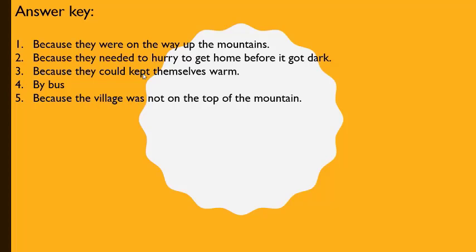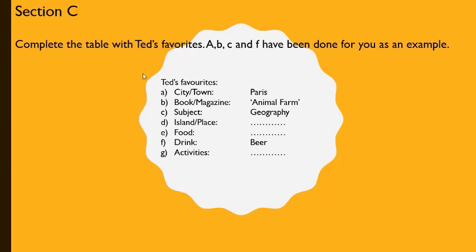Alright, after you have read the text about Ted's favorite island, I hope that you can identify Ted's favorite things. So in this unit, you have to be able to talk about your favorites in different categories. So please continue to section C, on page 48. You will see a table, a box about Ted's favorites. Examples A, B, C, and F are there as an example. So you need to find the favorite island, favorite place of Ted.